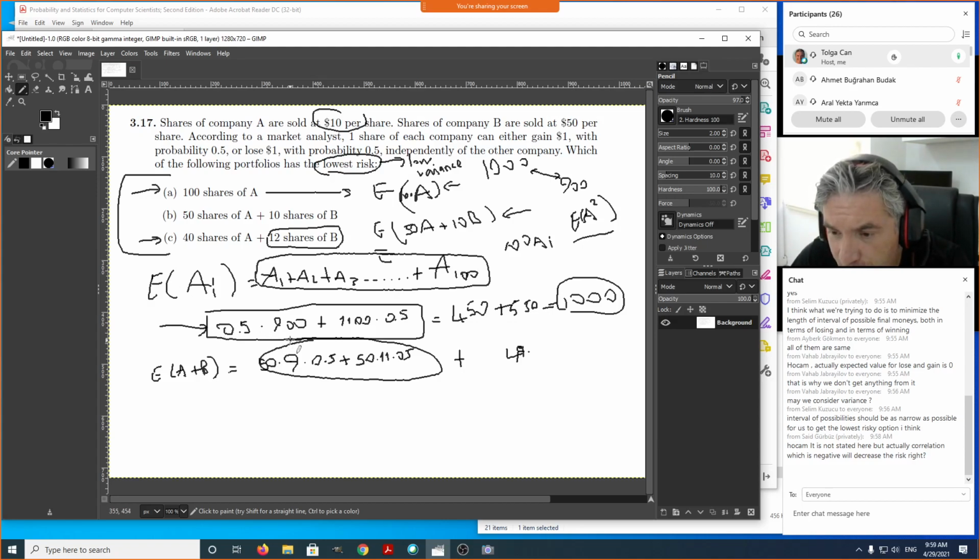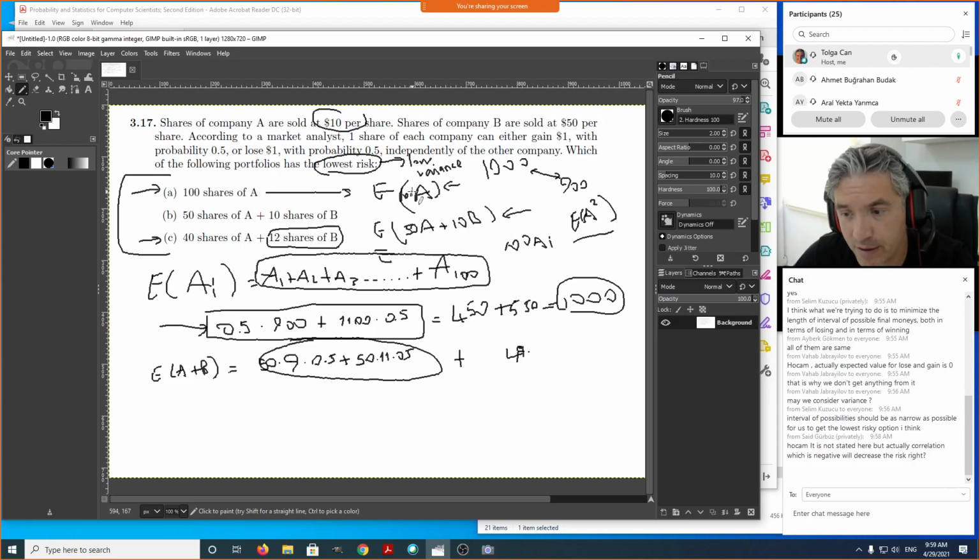Correlation which is negative will decrease the risk. What do you mean by correlation? The correlation between A and B? Here, they're not correlated at all actually, so they're independent from each other. I did not understand your comment about correlation. Correlation between A and B is 0 in this case because they're independent from each other.